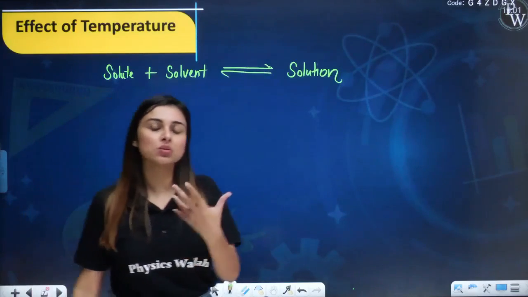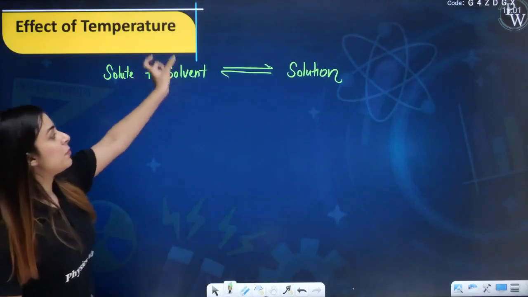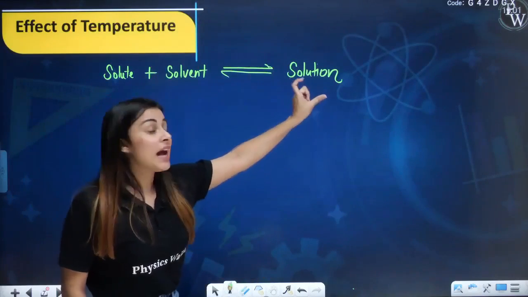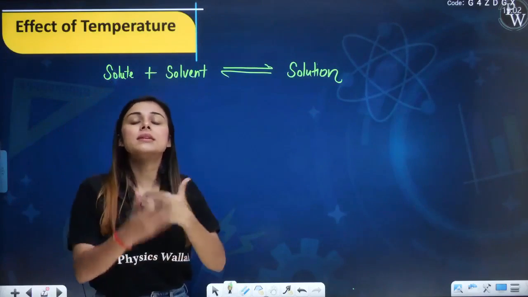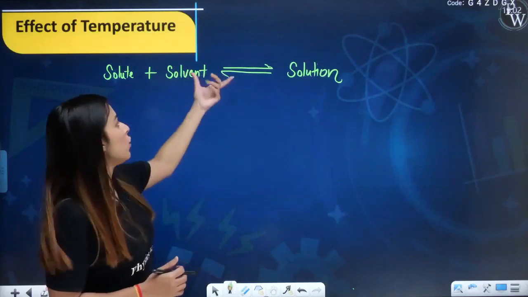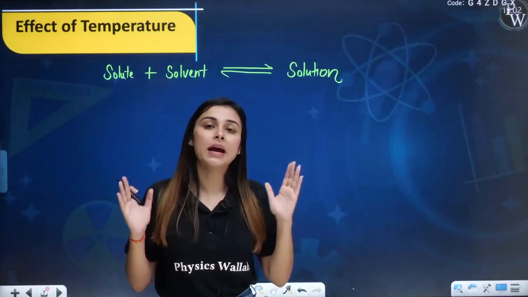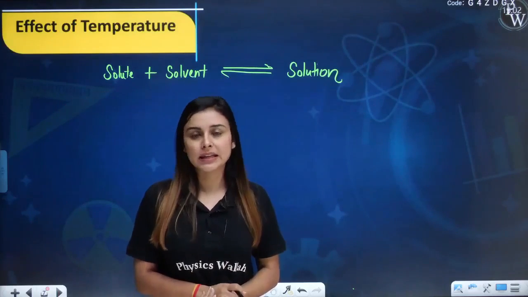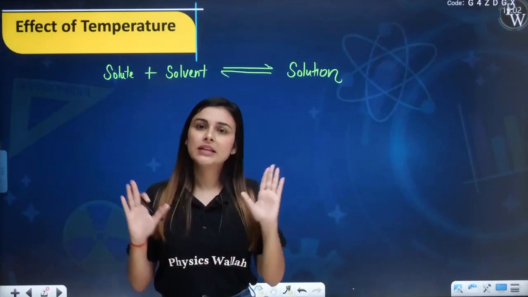So my dear students, what I want to tell you is that the solute and solvent mixing and forming solution, and the solution getting converted back into solute and solvent, that process is dynamic, and that is how an equilibrium is reached. This is what actually happens in a solution, right? But we cannot see it. It is a dynamic equilibrium. Okay. So this is very clear to you.